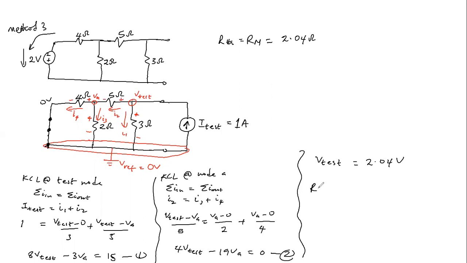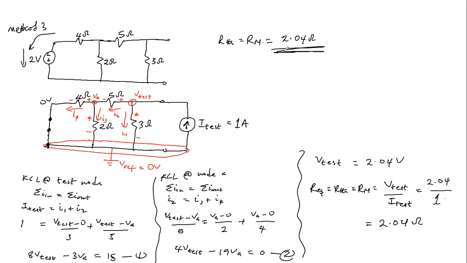Now recall that the R equivalent, which is the R Thevenin, which is the R Norton, is the same as V test divided by I test. So that is 2.04 volts divided by 1 ampere, which is our test current value. This will give us 2.04 ohms, which is the same as we derived using the other methods, methods 1, 2, 3. So by using these three methods, we've been able to arrive at the same answer. Good.